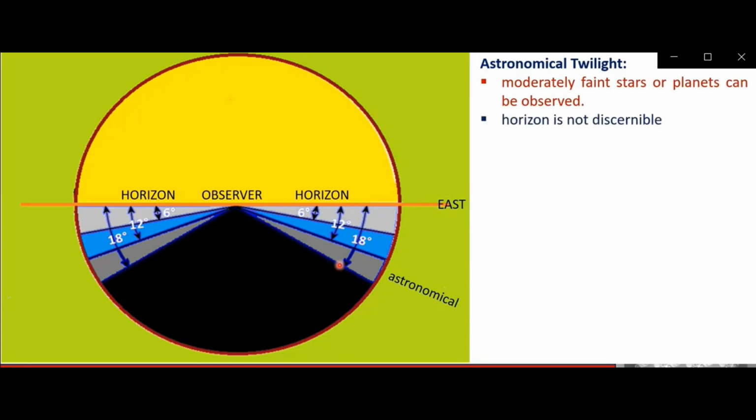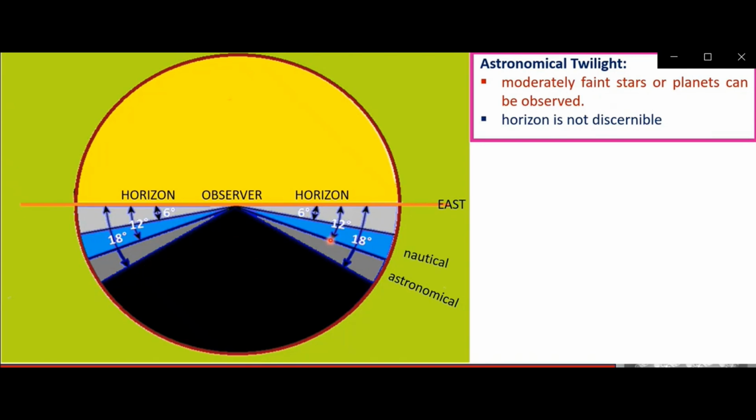However, the horizon is not discernible because of the lack of light. And therefore, during this period, astronomical observations or sights may not be possible because the horizon is not clearly visible. When the sun's center reaches 12 degrees below the horizon, that is the time when nautical twilight starts.